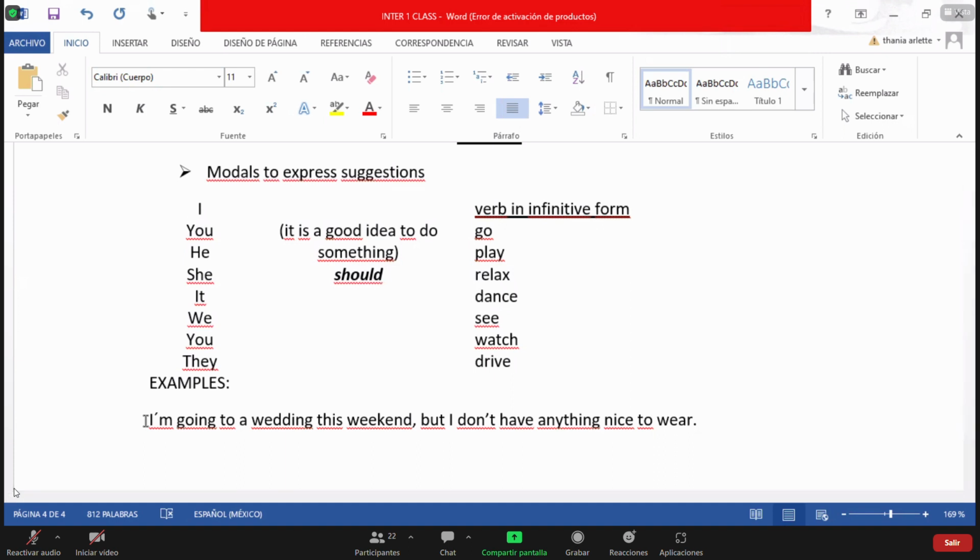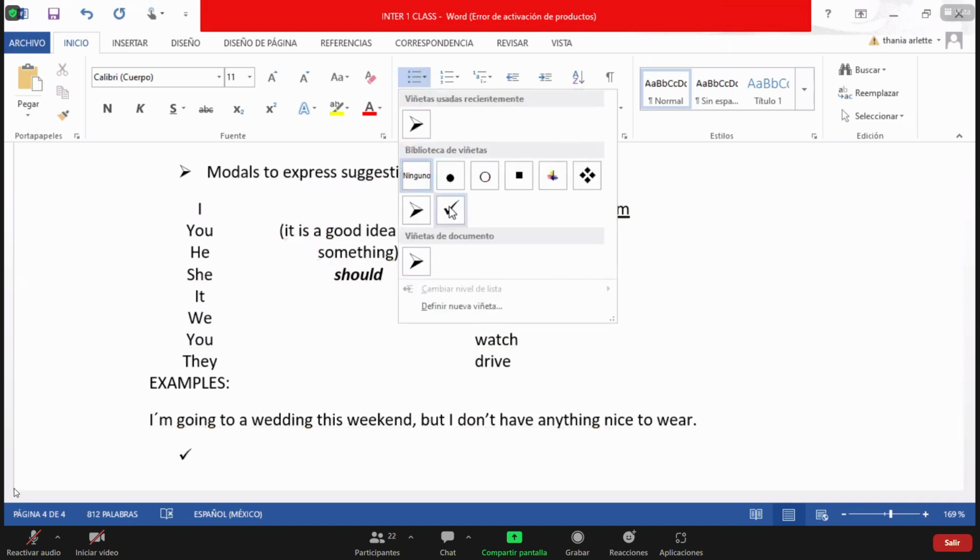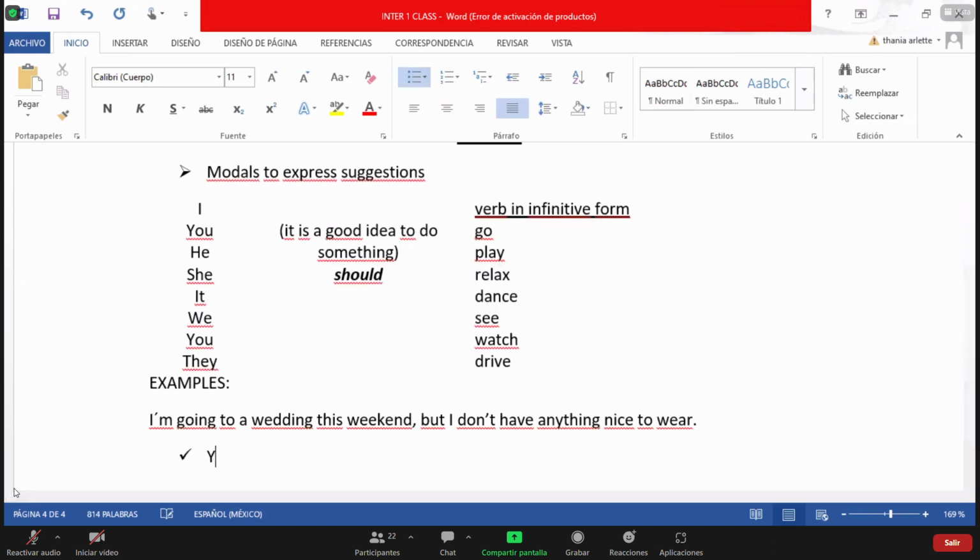And I want you to check the context to give me advice. I'm going to a wedding this weekend, but I don't have anything nice to wear. A possible suggestion could be you should go shopping.